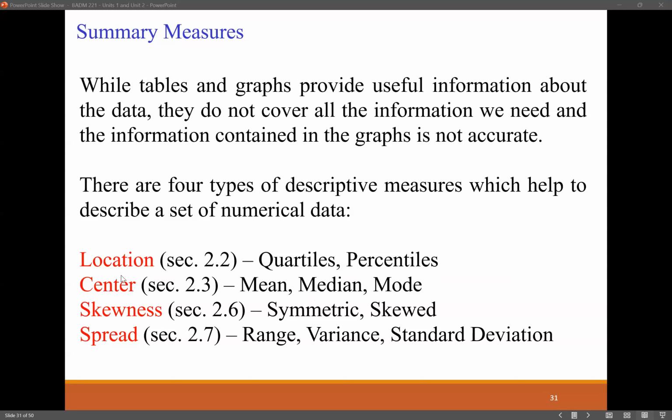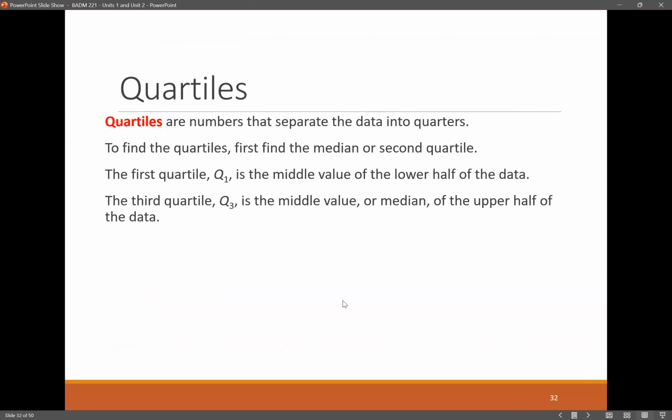Yeah. So the first one, location, that is quartiles, calculating the quartiles and percentiles. Quartiles is basically when you divide the whole data into 4 parts. So the first quartile, second quartile, third quartile, and fourth quartile, right? So you divide the whole data into 4 parts.